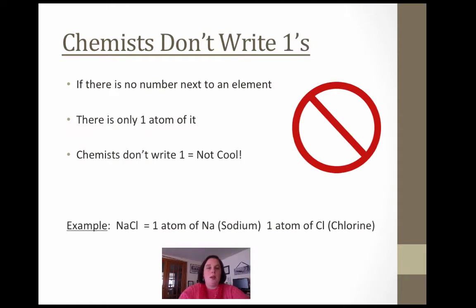So chemists don't write 1, we're way too cool for that. If there's no number next to an element, there is 1 of it. So we don't write 1s. Now, what if you were to ask me, so Mrs. Burke, why isn't it 0? Well, if it was 0, we wouldn't take the time to actually write the element symbol. An example I have for you down here is NaCl, table salt, and I'm showing you it has 1 atom of sodium and 1 atom of chlorine. And again, we don't write 1s because we're too cool for that, and that way you only see the letters here.